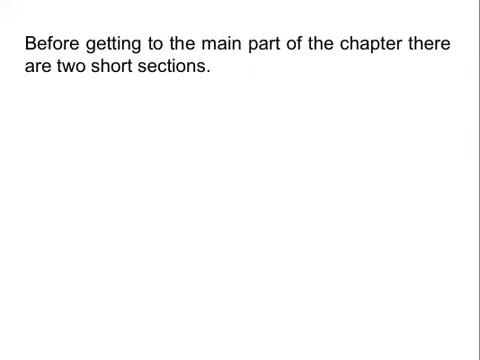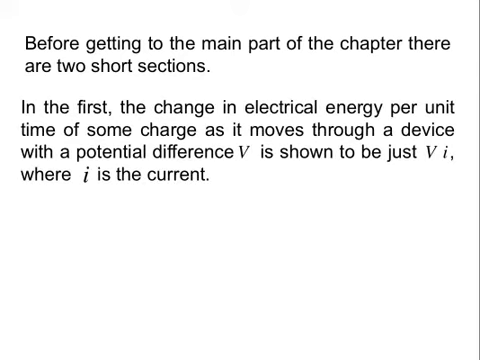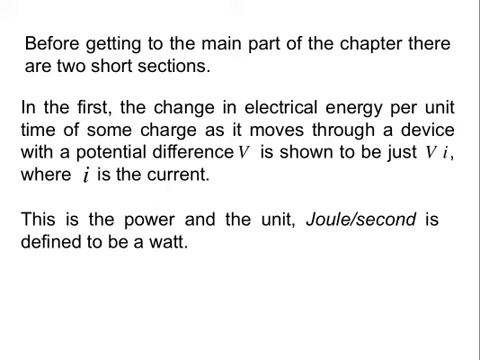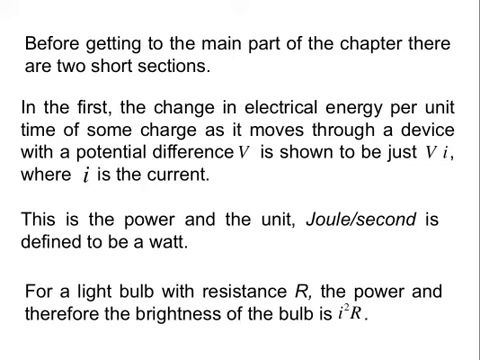Before getting to the main part of the chapter, there are two short sections. In the first, the change in electrical energy per unit time of some charge as it moves through a device with a potential difference V is shown to be just VI, where I is the current. This is the power, and the unit, joule per second, is defined to be a watt.